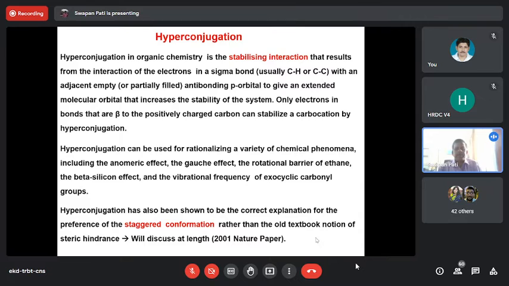Let me introduce to you something which is hyperconjugation. In fact, I will tell a little bit about it, a theory behind this.